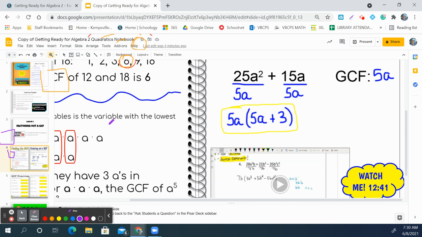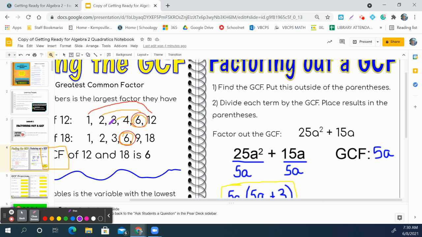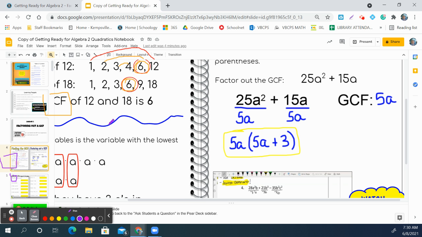So let's see what it looks like over here on the side. You are not going to have to watch that 11-minute video. I think that is very excessive.